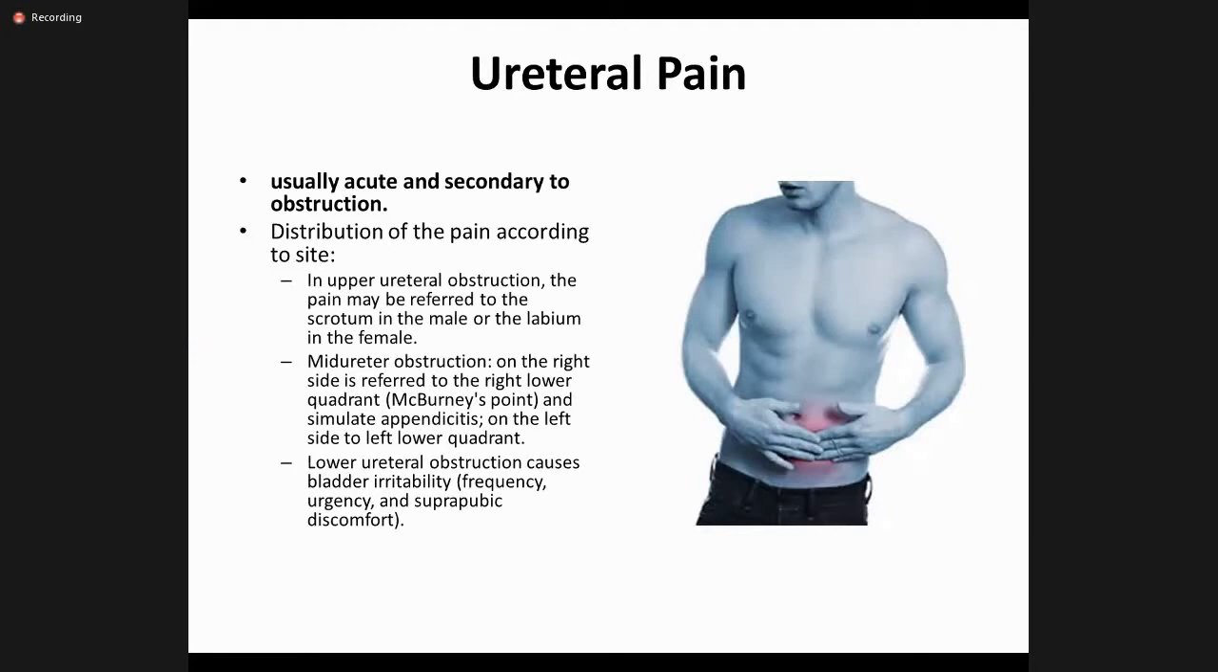It can be confused with appendicitis, and if the obstruction is on the left side, the pain is referred to the left lower quadrant. The lower ureteric obstruction or lower ureteric stone causes bladder irritability, and the patient, along with the pain, also complains of frequency, urgency, and suprapubic discomfort.